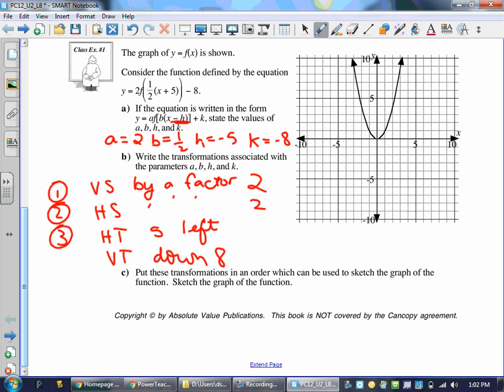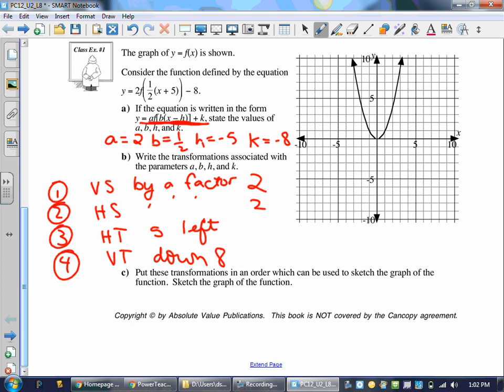Why is it -5? Because if you put it into this function up here, see how this is a +5, and they automatically throw a negative in it. So for this to turn into a +5, I have to put a -5 in for the h.